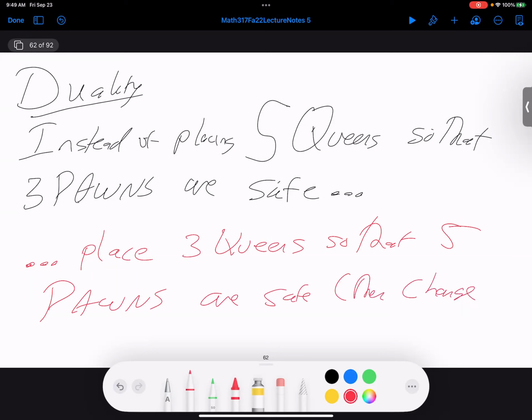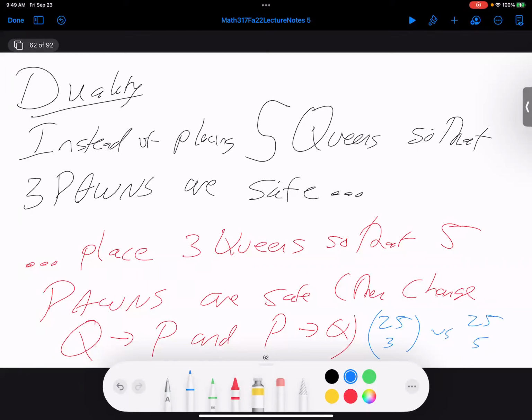Then change queens to pawns and pawns to queens. So this is the dual problem. How many ways are there to choose 3 squares out of 25? It's 25 choose 3 versus 25 choose 5. So that's much better from a computational perspective. So this is an example of the power of switching to the dual problem. Often the calculation is a lot easier, and then you can go from that back to the original. All right, so this is a good place to stop.